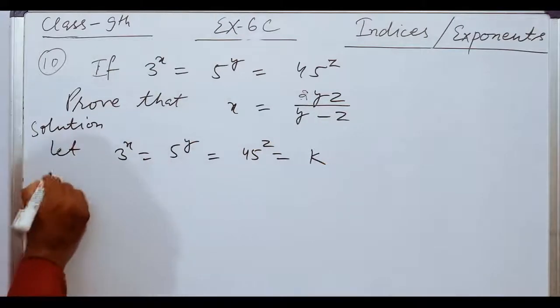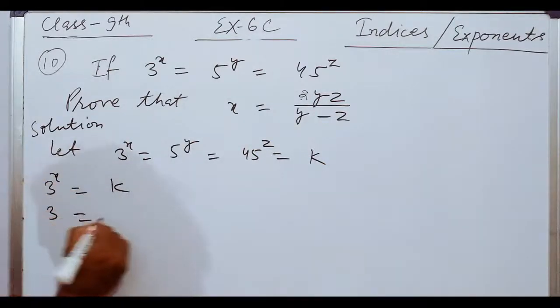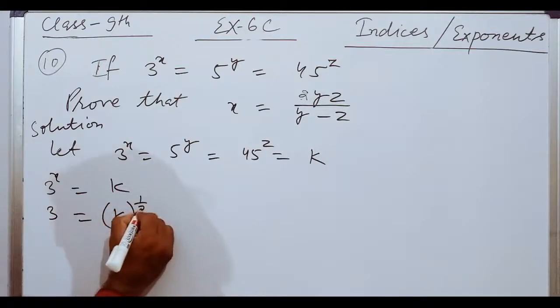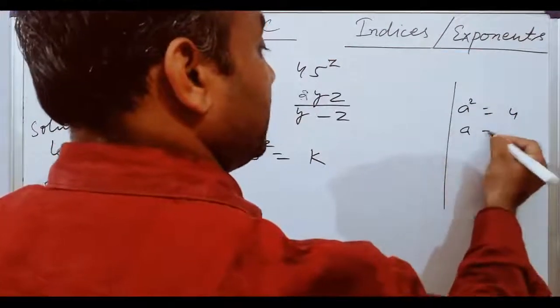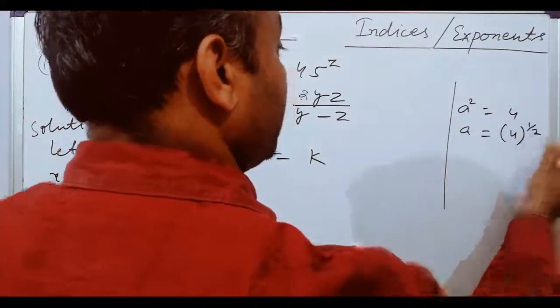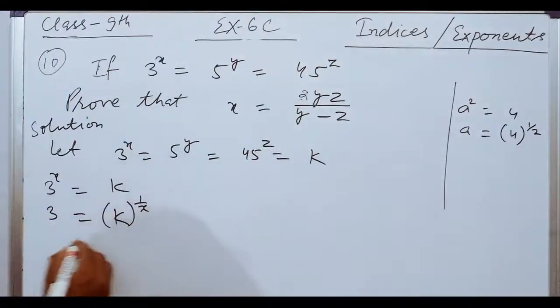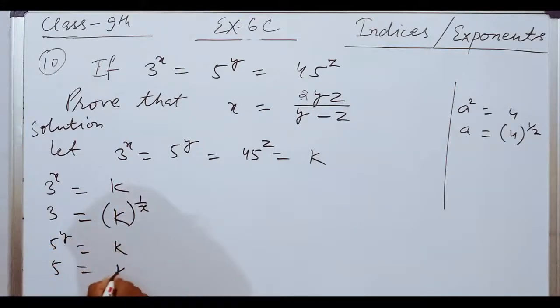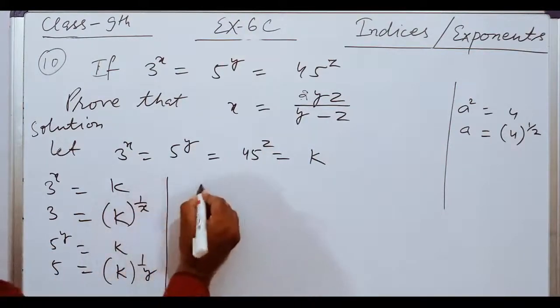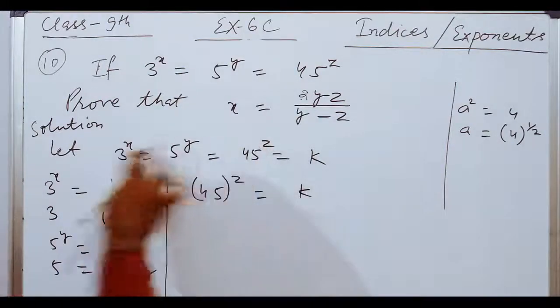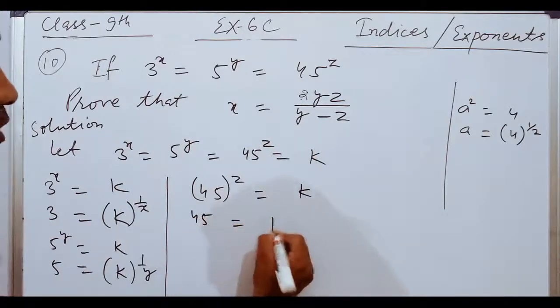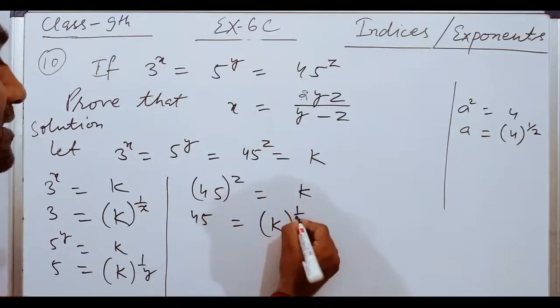k. So 3 to the power x equal to k, 3 equal to k to the power 1 upon x. Dear student, you keep it in your mind. See, a square equal to 4, then a equal to 4 to the power 1 upon 2. And 5 to the power y equal to k, 5 equal to k to the power 1 upon y. Like this, 45 to the power z equal to k, so 45 equal to k to the power 1 upon z.